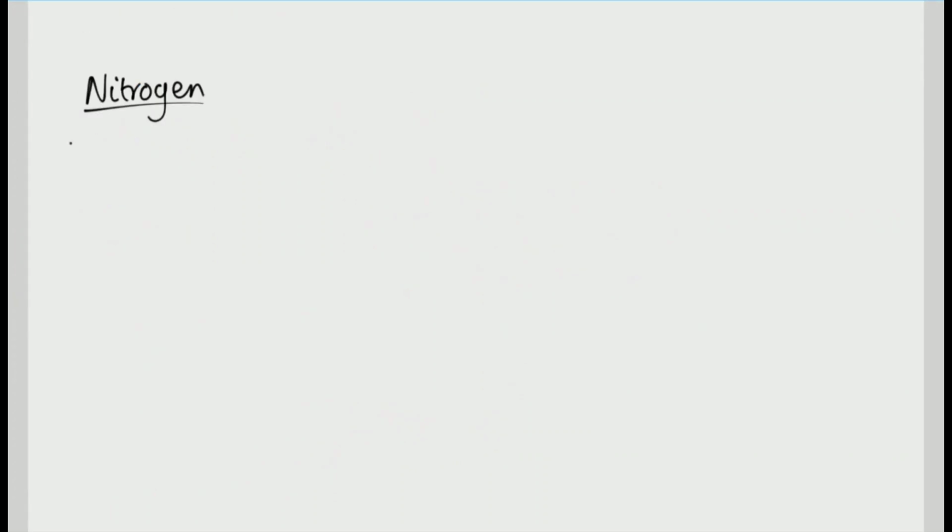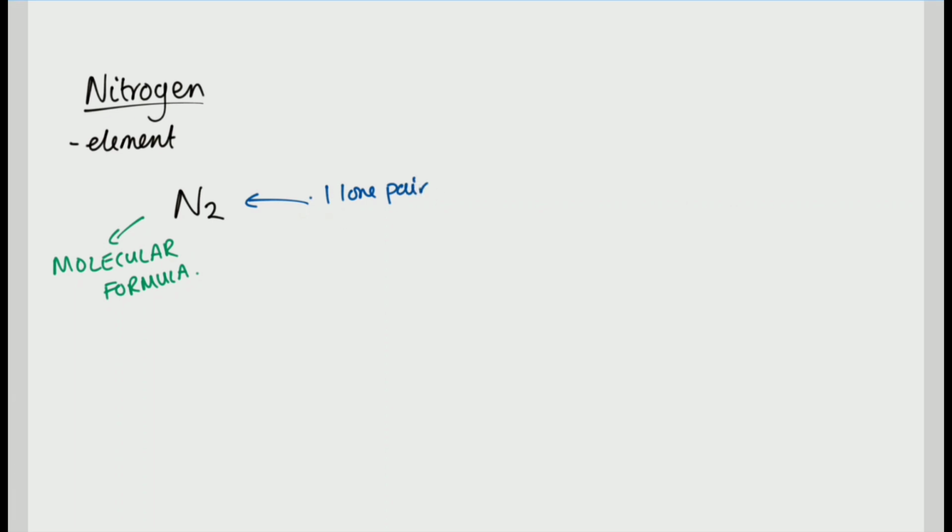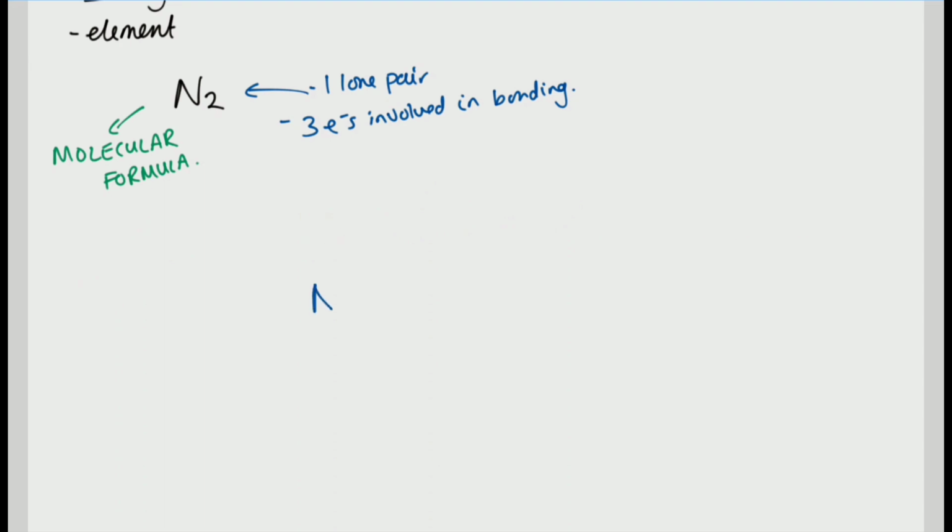Now let's move on to nitrogen. Nitrogen is an element, so it's only made up of nitrogen atoms, and it's got the formula N2. So N2 is its molecular formula. Nitrogen exists as a molecule, and the formula tells us there are 2 nitrogen atoms involved in bonding. But remember, the nitrogen has 1 lone pair and 3 electrons that are involved in bonding. It's got 3 electrons in bonding, and therefore it'll form 3 bonds. So with that information, 2 nitrogen atoms will be bonding to each other.